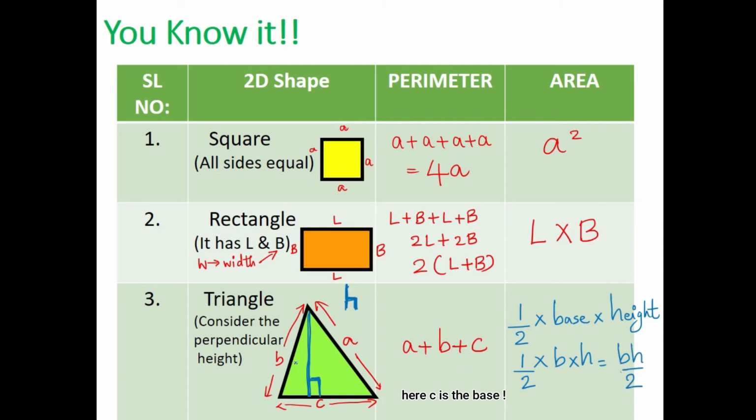Now, let me tell you something. Look at the similarity. Whenever you talk about height, the height should be like this. It should be the perpendicular height. Look at that H there. Can you see the H there? So the height is something that makes a 90 degree. It should be perpendicular. This is your height. Okay? So that's about a triangle. Let's move on.